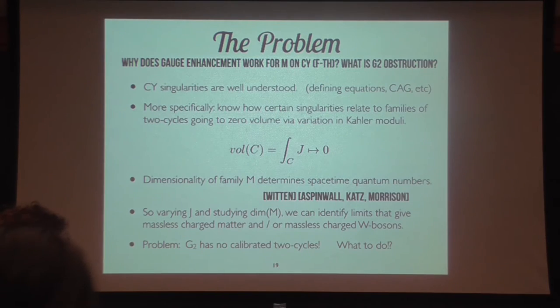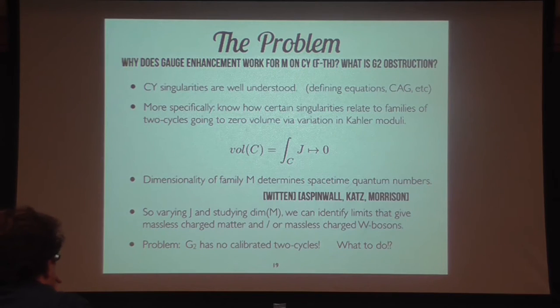This is written up by Aspinwall, Katz, and Morrison. So that you not just say that I have a charged particle of this charge becoming massless, you can also say things like this is a vector multiplet or a chiral multiplet, but obviously not both. And that depends on the dimensionality of the moduli space of curves.